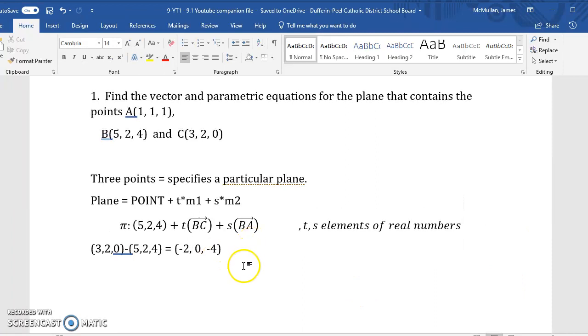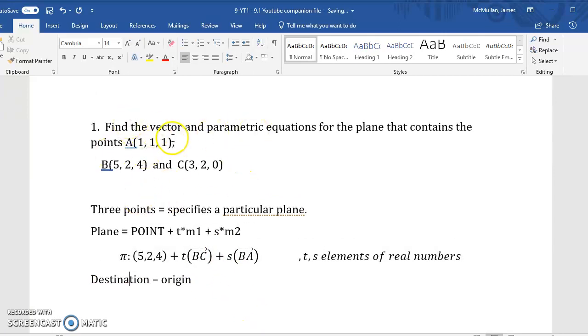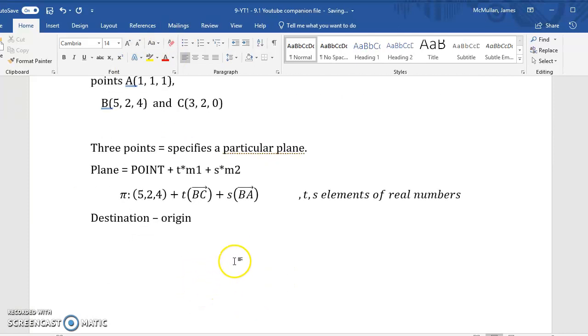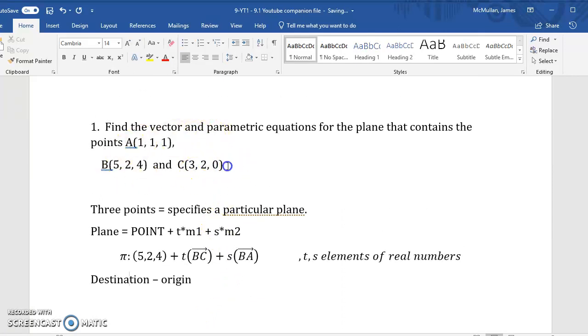Again, just to give a quick demonstration of how you do this, remember you just do destination minus origin, and you can easily create as many vectors as you need from these 3 points. You can do AB, you can do AC, you can do BC, BA, whatever. The important thing here is that BC and BA cannot be collinear. And if they are collinear, then the question that we were asked is impossible. You can't make a plane that contains those points.